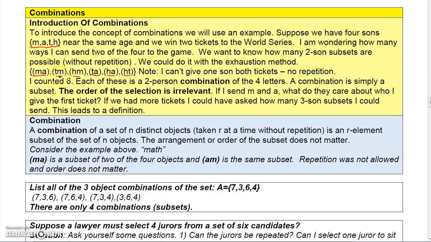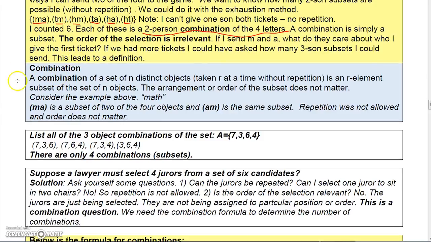So the order here does not matter. Each of these is a 2-person combination of the 4 letters, or the 4 sons. A combination is simply a subset, where the order is not relevant. So the definition of a combination of a set of n distinct objects taken r at a time without repetition is an r-element subset of the n objects.